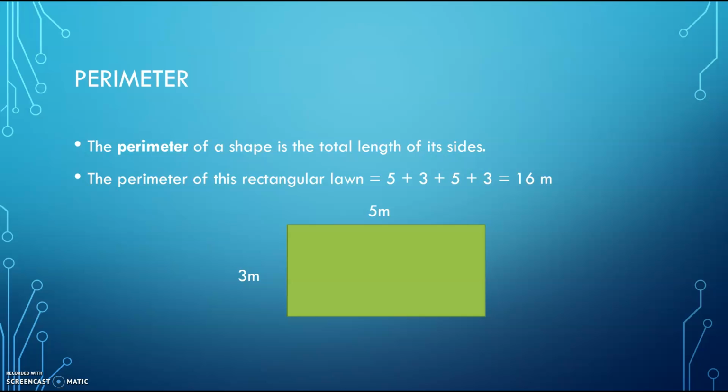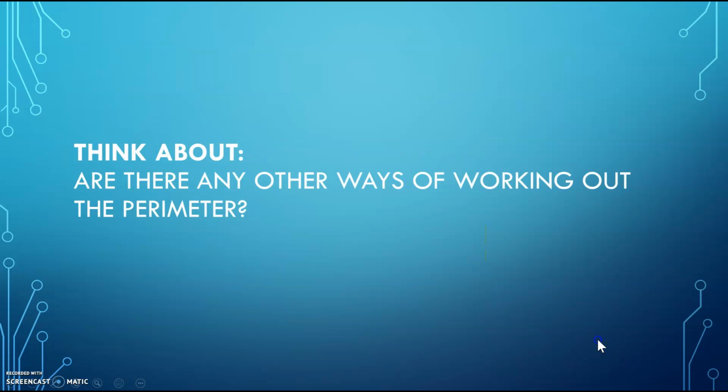The perimeter of a shape is the total length of the sides. So in the case of this lawn, we have 5 meters across the top and 3 meters across for the height. So we simply add them all the way around: 3 plus 5 plus 3 plus 5. So in this case, 16.